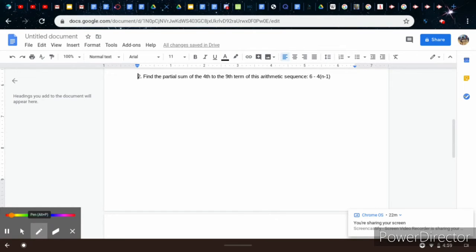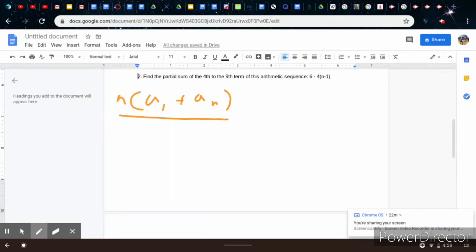So you probably realize that this is pretty much the same problem as before, except we want to find the partial sum. So first, let's write out the formula for finding the partial sum of arithmetic sequences. That is simply n times (a1 plus an) over 2. n is the number of terms within our partial sum.